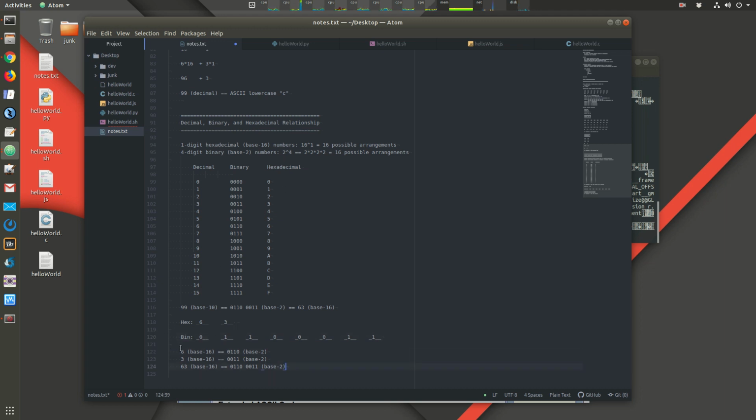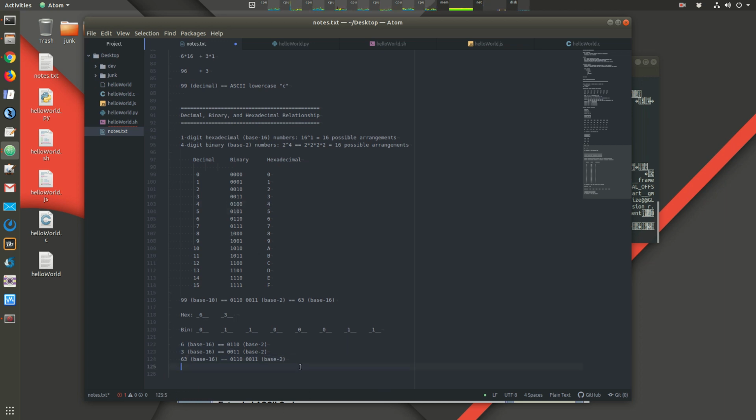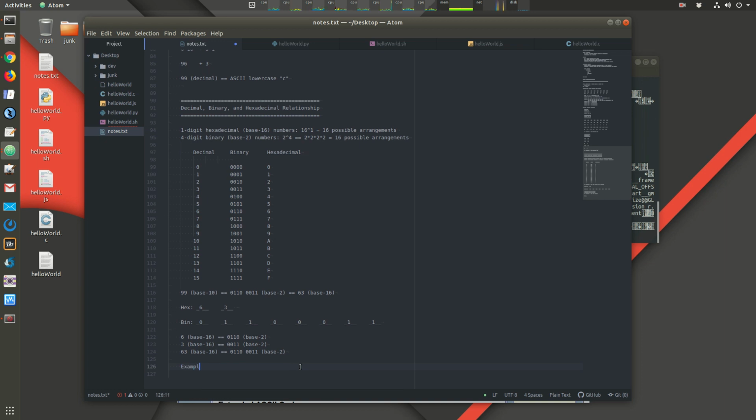Back to this example, we just see that 6 is base 16, and that is the same as this base 2. 3 is base 16, and that's the same as this base 2. So this is just showing what you look up in the chart, right? So here's a different example. This is an example going from binary to hexadecimal.